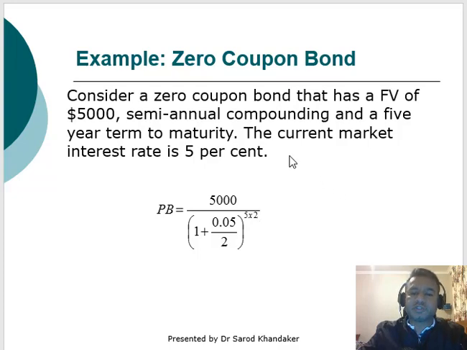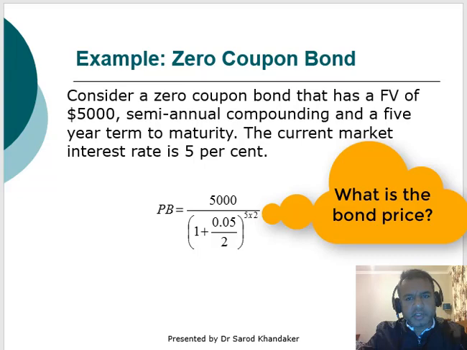So the interest rate is 5%. If we put all this information here, then we can calculate the price of the bond. Now this will be a task for you to calculate the price of the zero coupon bond.